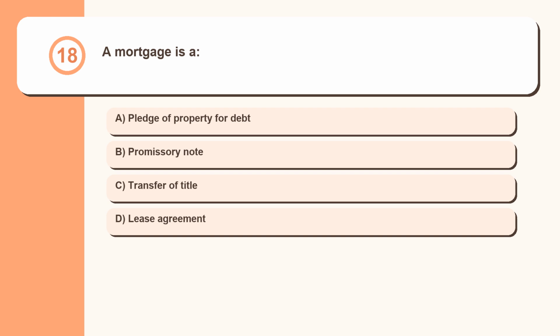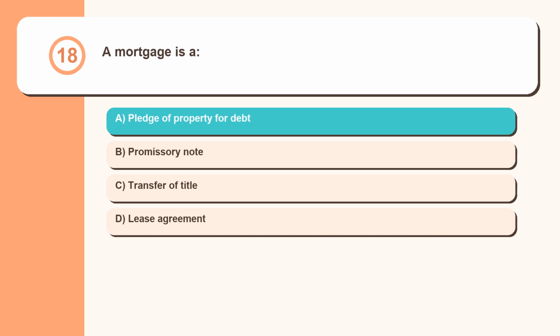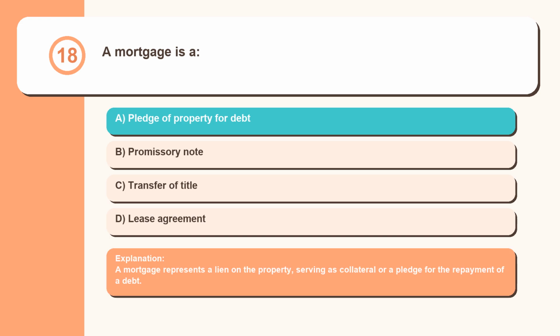Question 18. A mortgage is a pledge of property for debt, promissory note, transfer of title, lease agreement. A mortgage represents a lien on the property, serving as collateral or a pledge for the repayment of a debt.